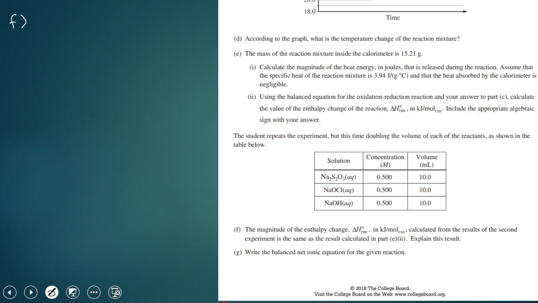And so what I'm going to say is that in the end, for the second experiment, our delta H reaction is going to be equal to, we still have our mC delta T, right? But now it's going to be 2 mC delta T. So because we double the volume, we're going to double the amount of moles. Because we're doubling the amount of moles, we're going to double the temperature change. And so what we're going to end up getting is 2 mC delta T. But then when we divide by the number of moles, we're going to get 2n, right? We double the amount of moles, but we're also doubling the energy change.